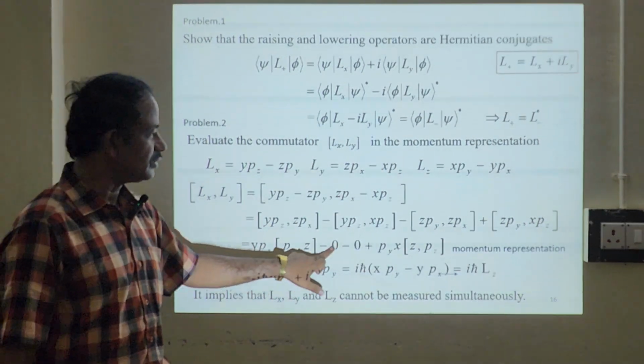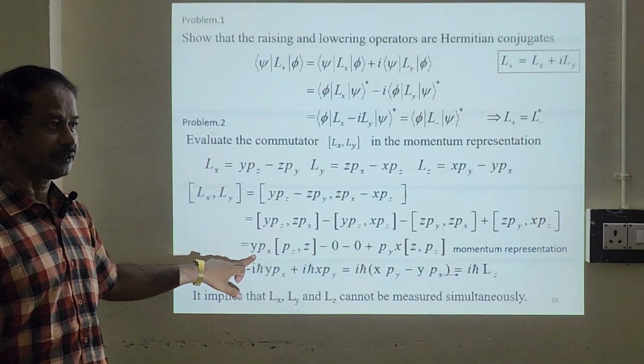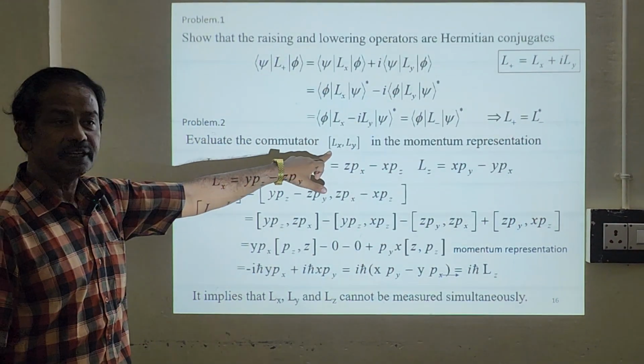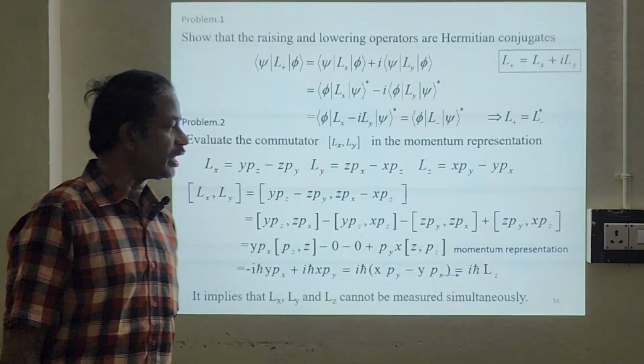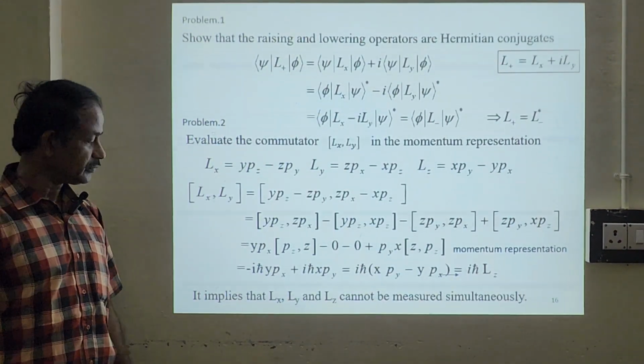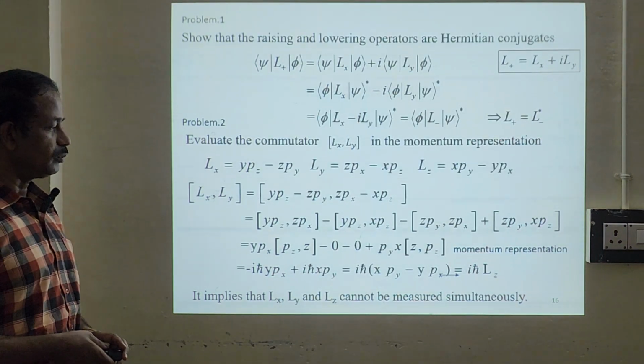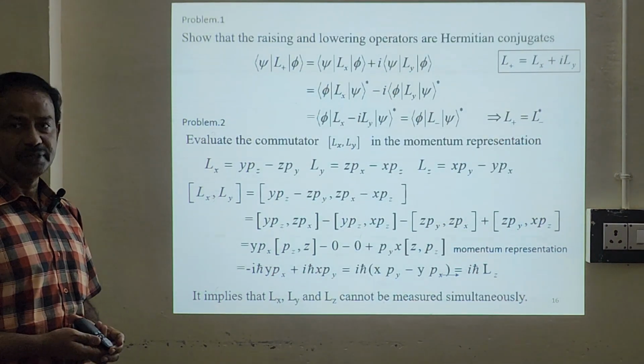So you just look at this term, everything in terms of momentum. This is the momentum representation of the commutator of Lx, Ly. Simplifying this will give you iħ Lz. So it implies that Lx, Ly, Lz cannot be measured simultaneously.